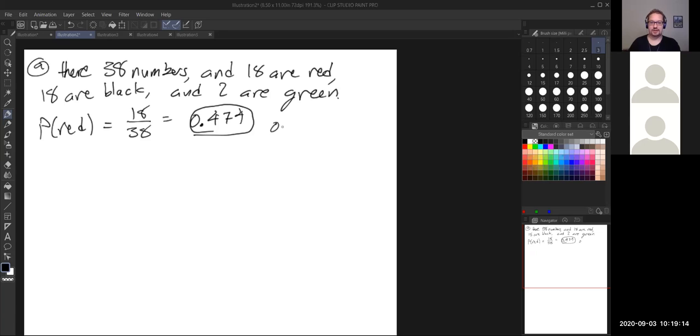Or we could also write this as a percentage. Let's go ahead and do that as well. 47.4%. Okay, so B. So again, we're going to spin the wheel 100,000 times.